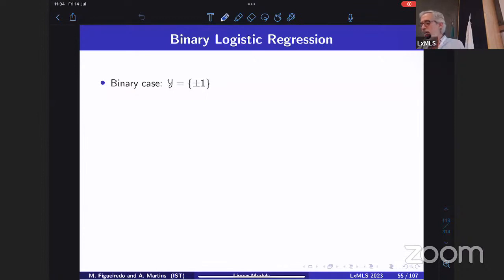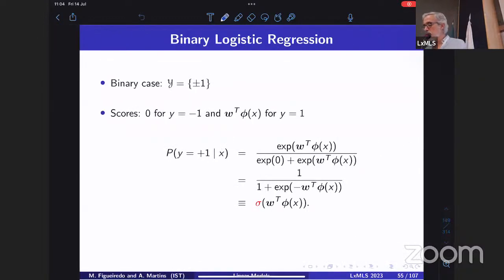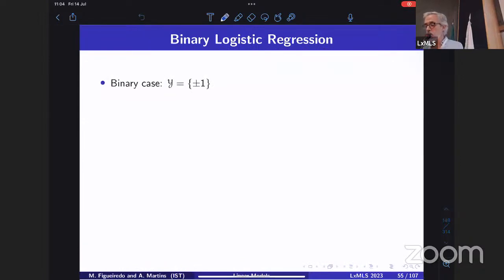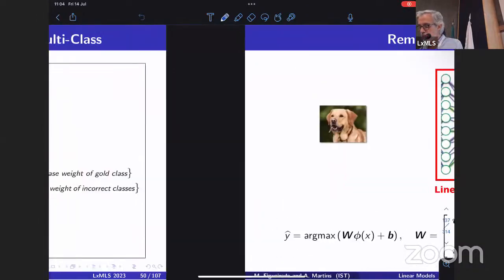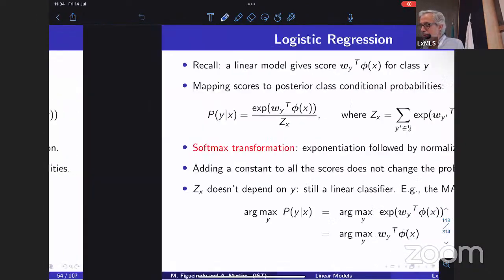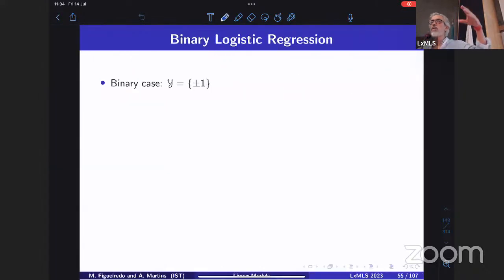So we're looking at logistic regression. Now we're going to look very briefly at a particular case of binary classification, if you have only two classes, say minus one and plus one, as usual. Remember this idea: if you add a constant to all the scores, in logistic regression, in the logistic transformation, so exponentiation followed by normalization, nothing changes, right? Because the exponentials all get multiplied by a factor that cancels out.